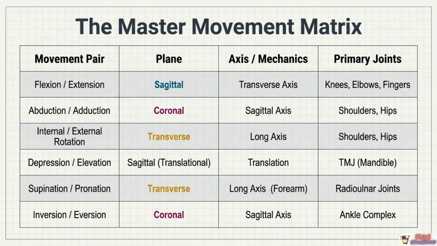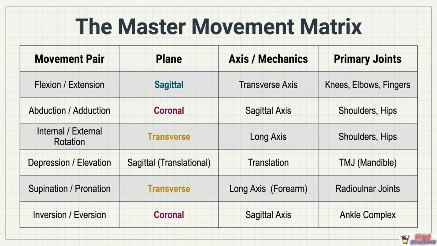Now we bring everything together into one comprehensive reference framework, the Master Movement Matrix. Flexion and extension occur in the sagittal plane around a transverse axis, primarily at the knees, elbows, and fingers. Abduction and adduction occur in the coronal plane around a sagittal axis, primarily at the shoulders and hips. Internal and external rotation occur in the transverse plane around the long axis, again at shoulders and hips.